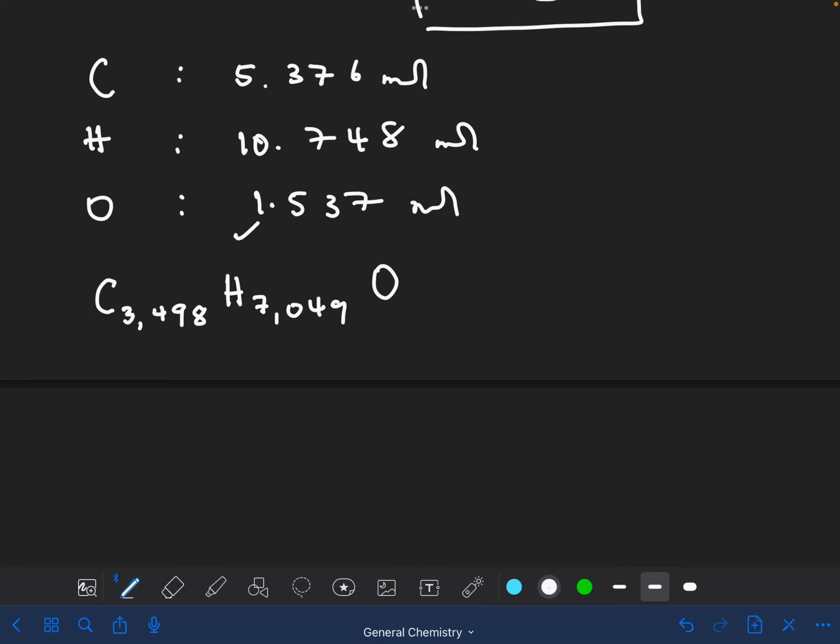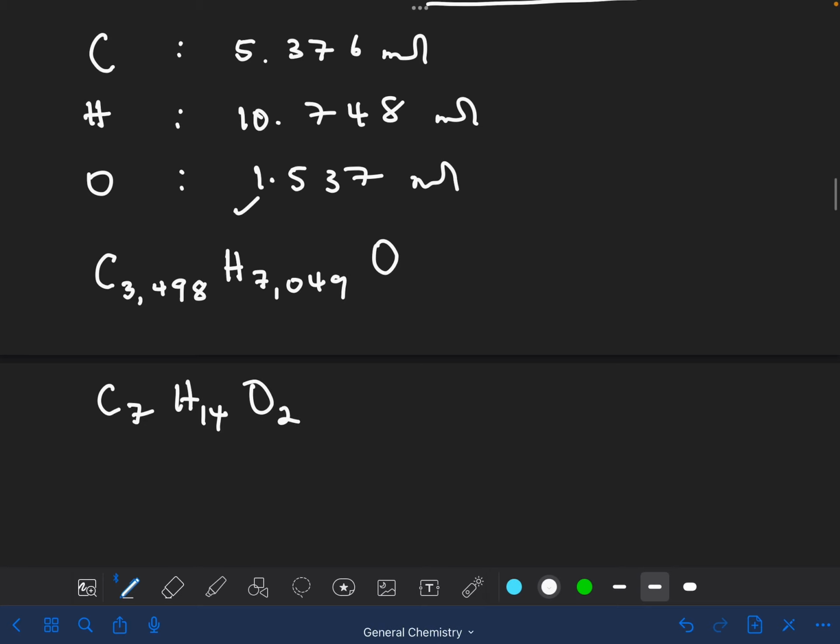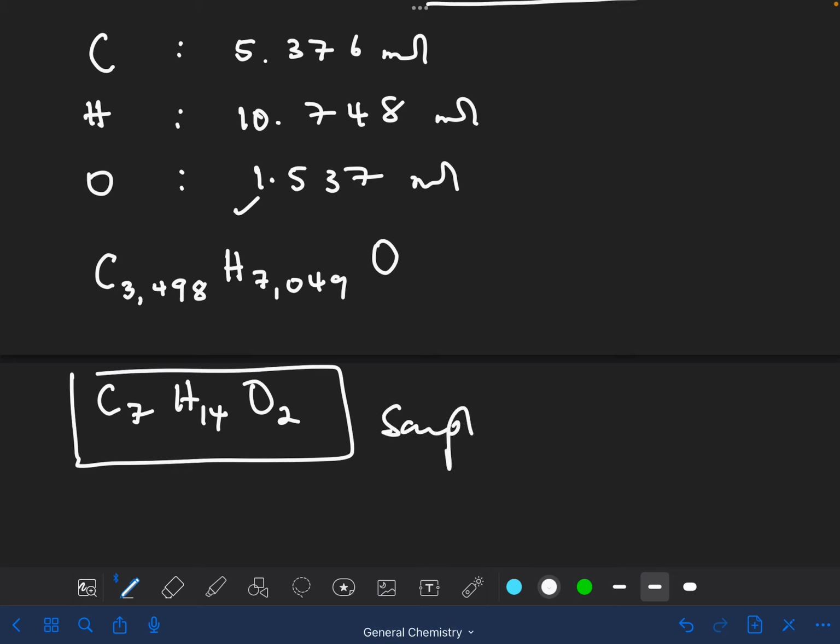So now I've got decimals here. So let me just multiply by 2 to simplify this. So this is going to be C7H14O2, right? So this is the approximated value. It's almost 7, it's almost 14, then this is 2. Then voila, this is our sample. Then you are also told that it's C7H14O2.